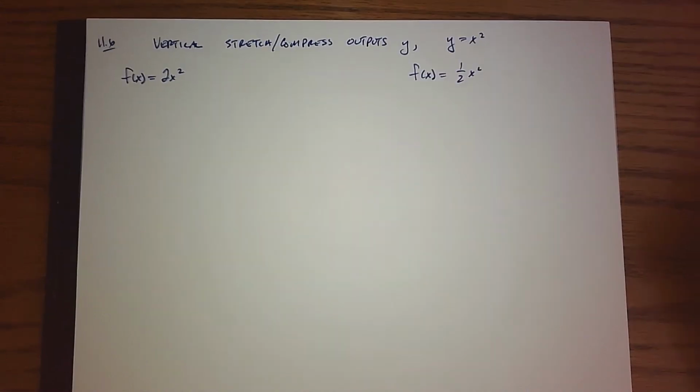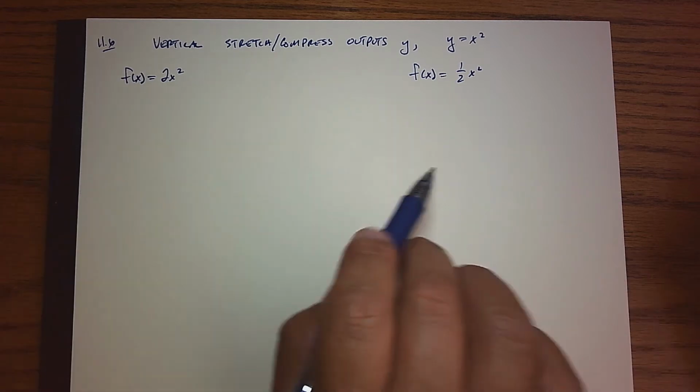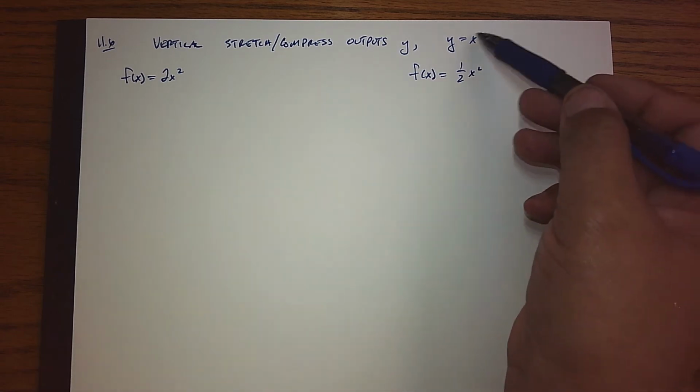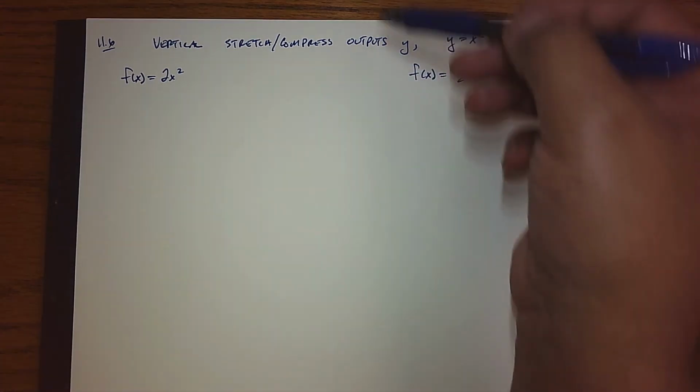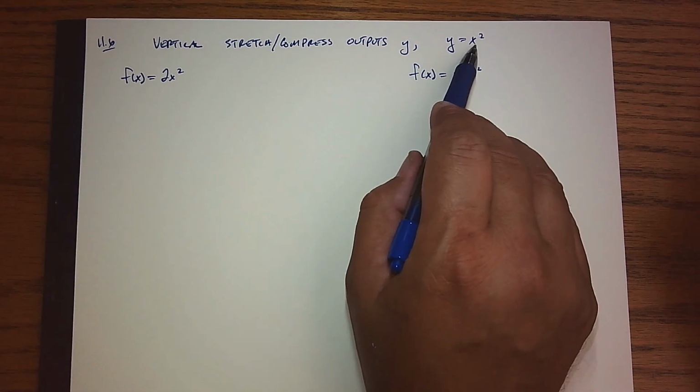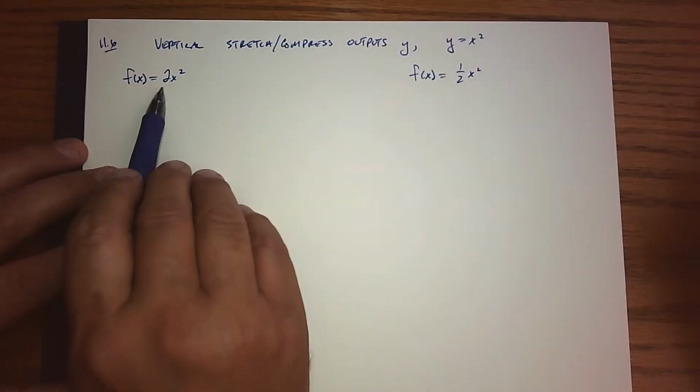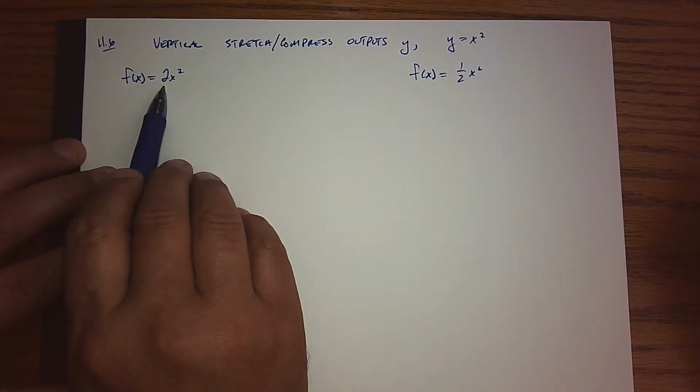Alright, so the next type of transformations that impact outputs y are what we call vertical stretch or compressions. What you'll notice for this particular example, we're no longer adding or subtracting. We're not adding something to x or subtracting something from x, moving things left or right. We're not adding or subtracting something to the x squared, moving it up and down. What we're now doing is taking the output x squared and multiplying it by something. So there's a multiplication going on.